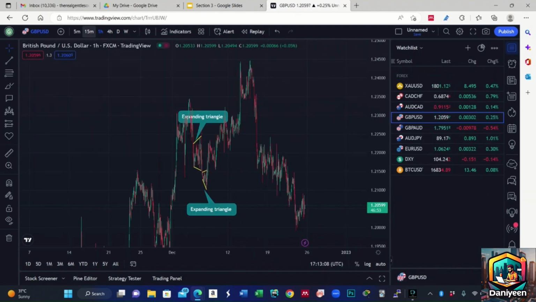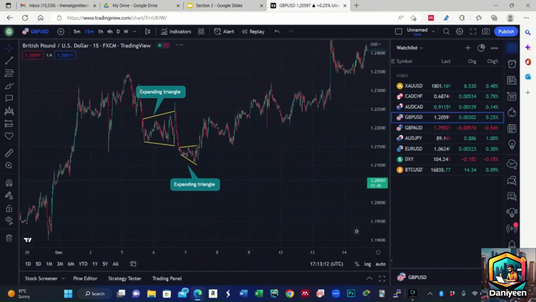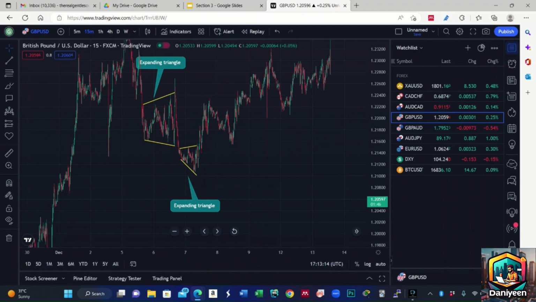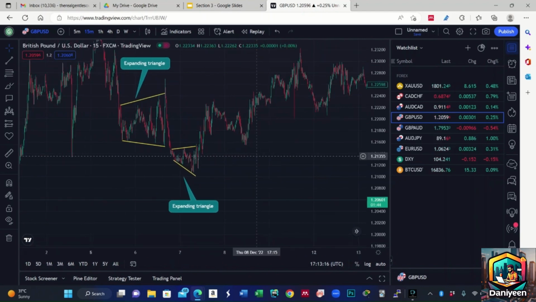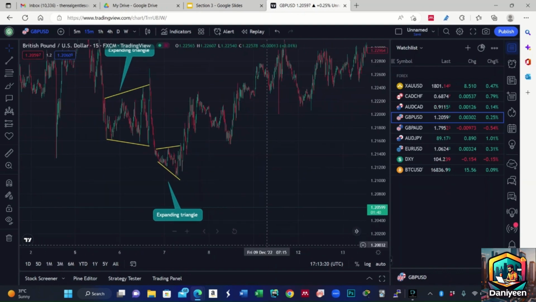Then expanding triangle. You can see it's the opposite of the wedges that I explained earlier. So as price is progressing, it is expanding, it is getting wider. It is a bit narrow here, then as it is progressing, it is expanding.